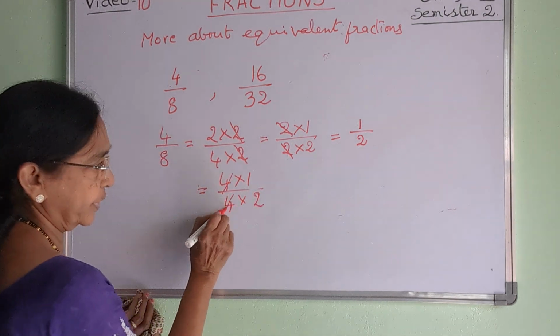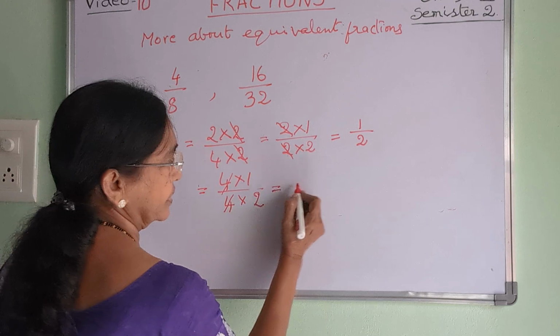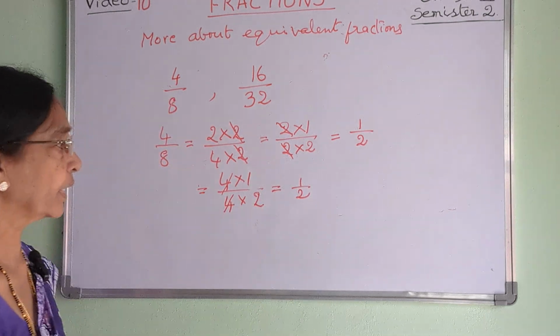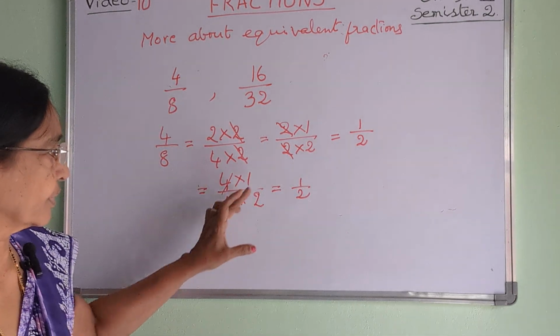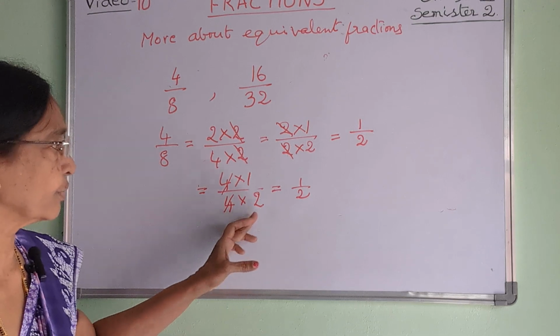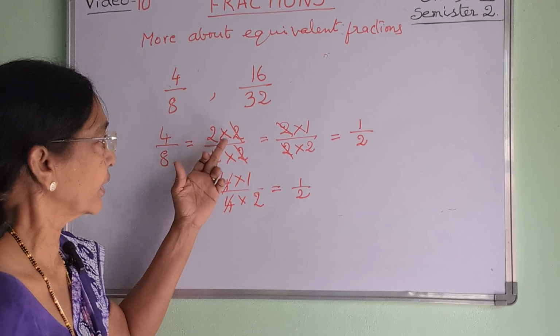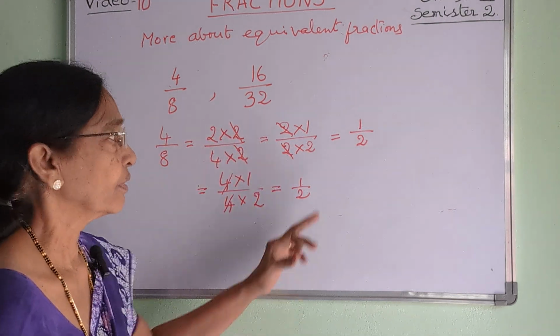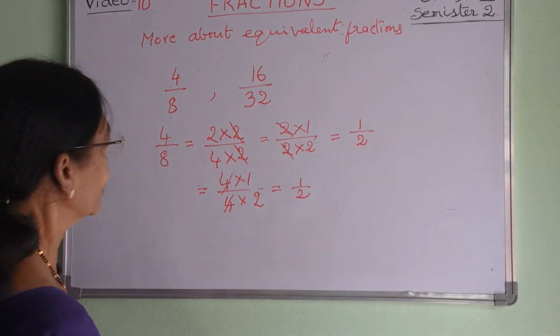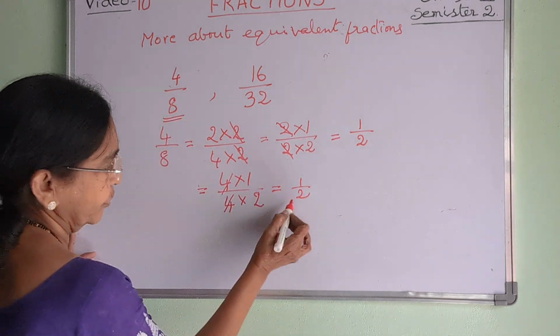4 into 1 and this is 4 into 2. So 4 and 4 get cancelled. Therefore this is equal to 1 by 2. Directly, if we write like this, 4 into 1 divided by 4 into 2, we can get it in one step. Or if we write like this, we will get it in 2 steps. So 4 by 8 is equal to 1 by 2.